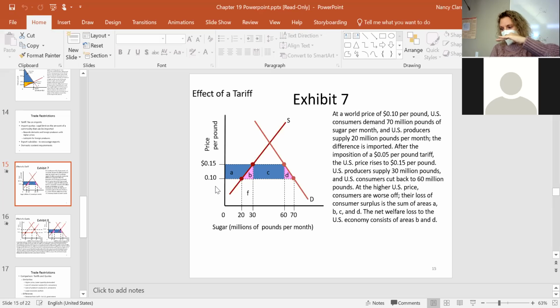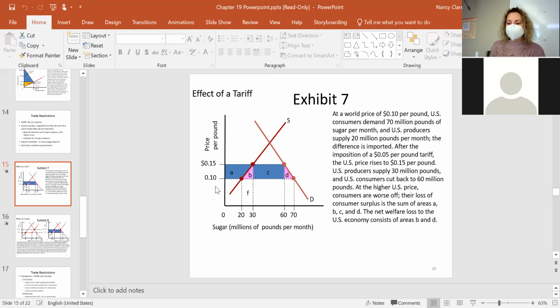And then if you kept going until you hit the demand curve, US consumers would demand 70 million pounds of sugar per month. Well, if US suppliers were only going to give us 20 million pounds of 10-cent sugar, but we wanted 70, we would import the difference. If there were no restrictions on trade, if we could get as much of that world sugar as we wanted, we would import the difference, or that 50 million pounds of sugar per month, the difference between the 20 and the 70, okay? It's an important detail.